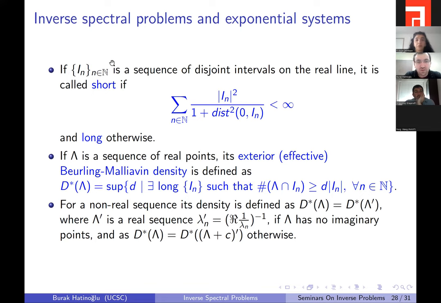Here, what we do is we just consider some disjoint intervals on the real line, and we consider this summation. So on the top, we have just the size of the intervals, and in the denominator, we have their distance to the origin. And we have this one plus just to avoid some technical problem if we have zero in one of these intervals.